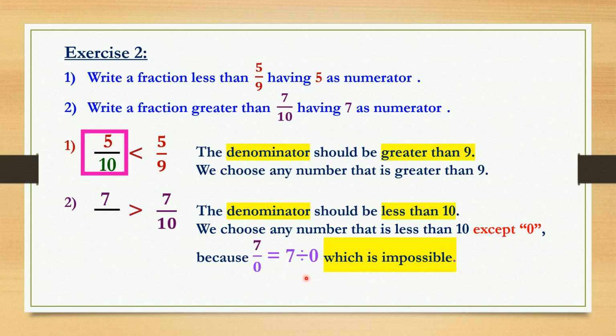We can do 0 divided by 7 is 0. 0 is a multiple of all numbers. But not all numbers are multiples of 0, which this is completely wrong. So the denominator can never be 0. For example, we chose a number less than 10, for example, 9. And 7 over 9 is a correct possibility.